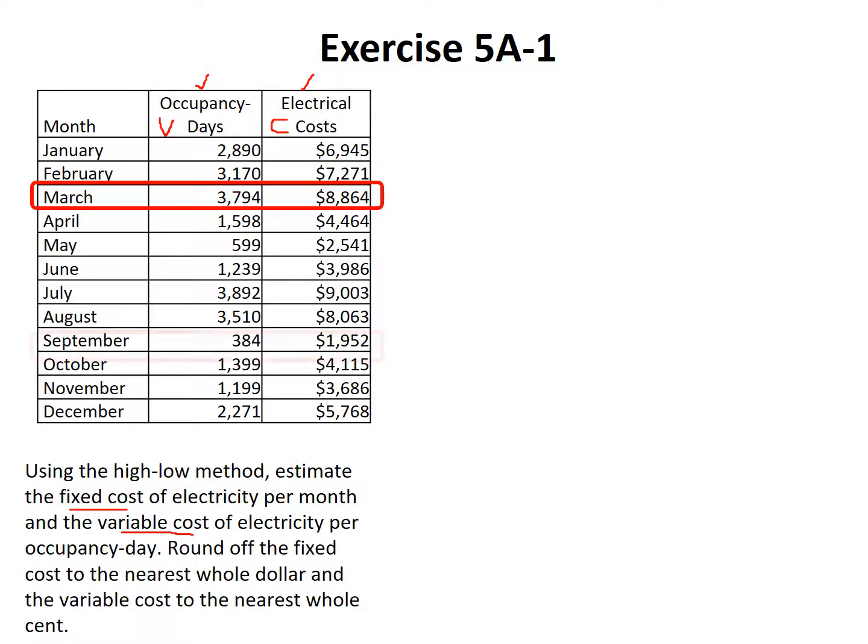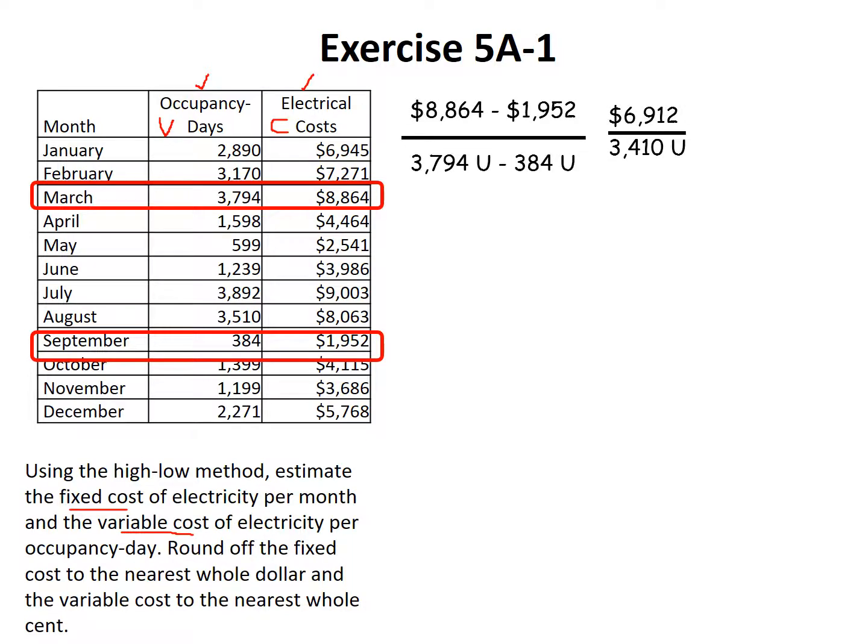Now I'm going to try to find the lowest, and I believe that's in September, where there's $1,952 worth of electrical cost, and the occupancy days in this case is 384. So I believe I found the highest and the lowest here. Now it's a matter of going through a calculation process, and let's see how we do that.